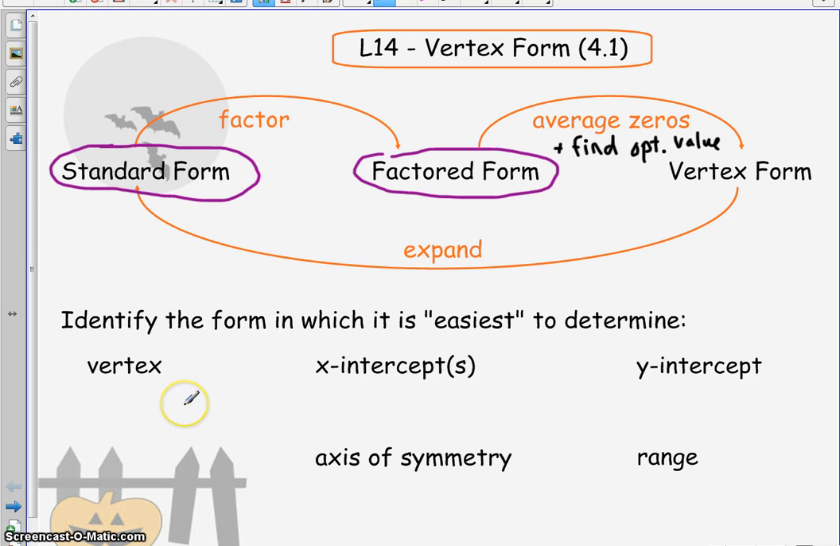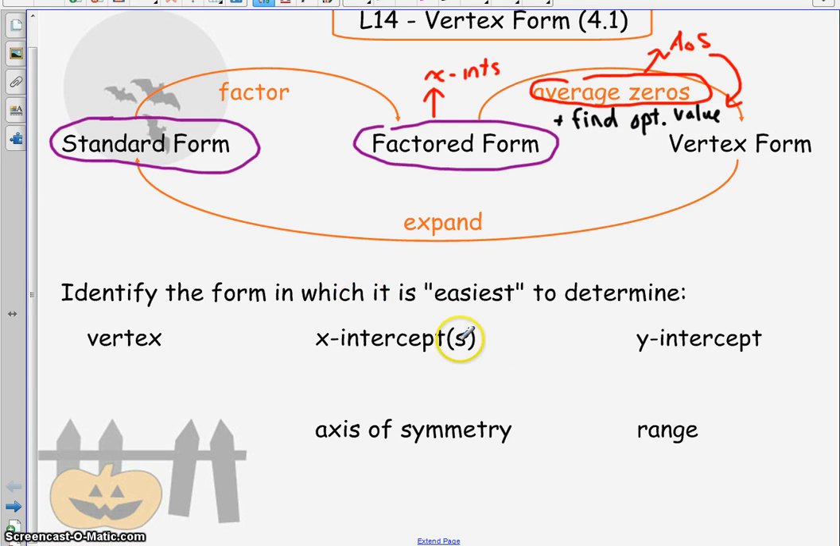Going back to the lesson, we now have 3 forms that we can look at. We've already looked at how to move between standard form and factored form, and getting vertex form is not too much harder once we have factored form. Once we have factored form, we get the x-intercepts. Once we have the x-intercepts, or the zeros, we can average them out. This will give you the axis of symmetry. Once you have the axis of symmetry, you can sub that into one of the original equations to find the optimal value, which gives you the vertex. Once you have the vertex, you can start making vertex form.